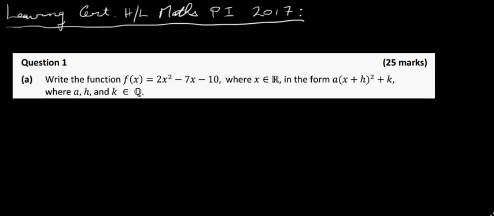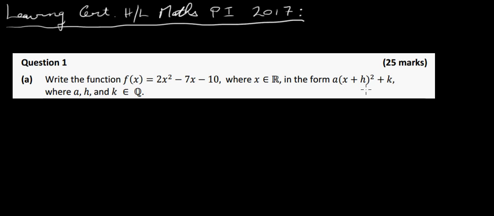Okay, so here I'm going to have a look at the Leaving Certificate Higher Level Maths Paper 1 for 2017. I'm just going to have a look at question 1 in this video. The first part of this question was to do with this quadratic function here, f of x is equal to 2x squared minus 7x minus 10. What we've got to do is write this in completed square format.